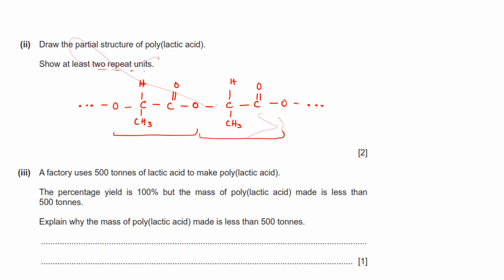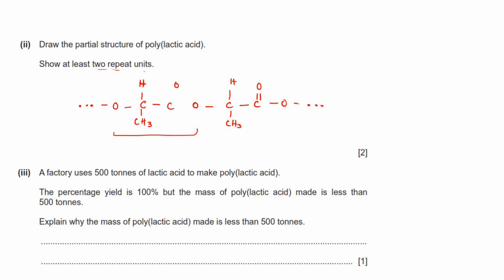So the partial structure will look something like this. Then part three, it says a factory uses 500 tons of lactic acid to make polylactic acid. The percentage yield is 100%, but the mass of polylactic acid made is less than 500 tons. Explain why the mass of polylactic acid made is less than 500 tons.